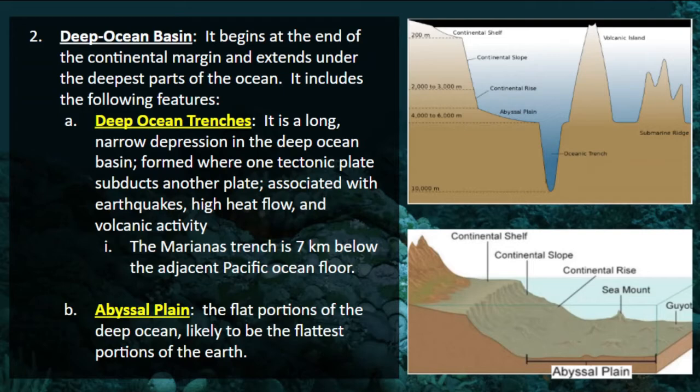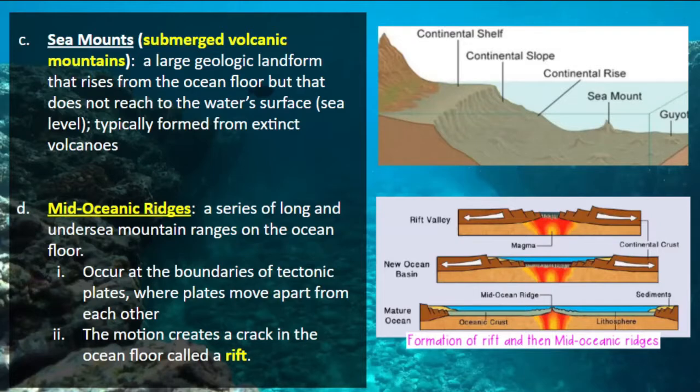So in other words, where the trench starts, it's 7 kilometers down. That's really, really deep. Now, the abyssal plain, this is just the flat portion of the deep ocean basin. Not to say that you don't have certain things on there, but again, it's mostly flat. With seamounts, these are submerged volcanic mountains.